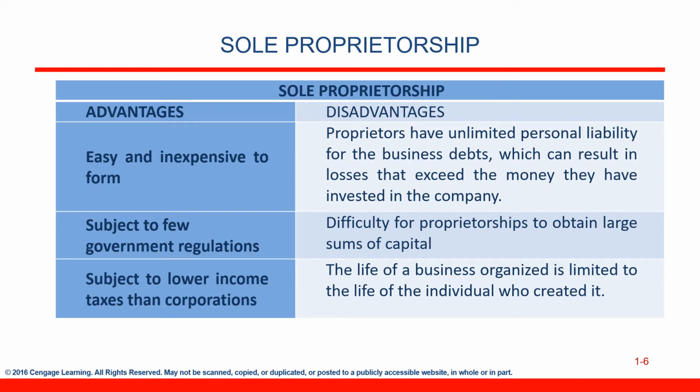Okay, and then it's also difficult for a proprietorship to obtain a large sum of capital because the owner is only one, so it depends upon the capacity of the individual. The life of the business organized is limited because it's only up to the life of the individual who created it.